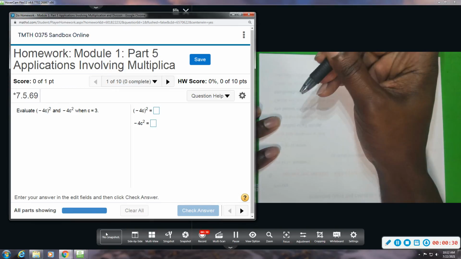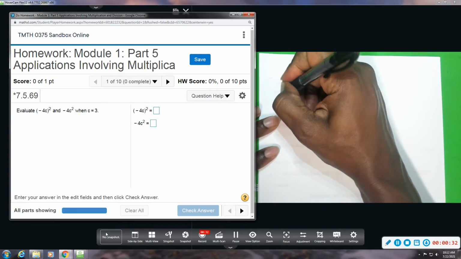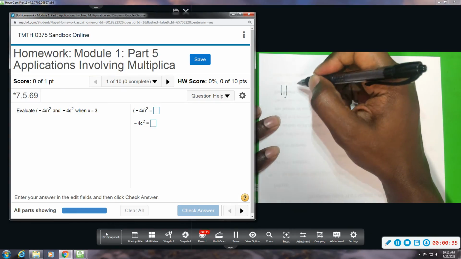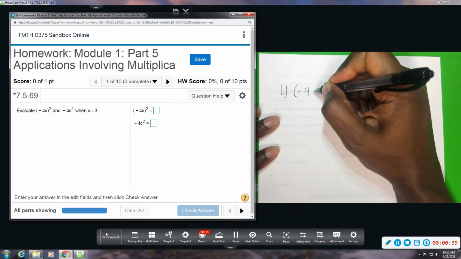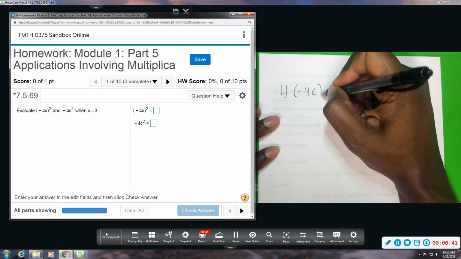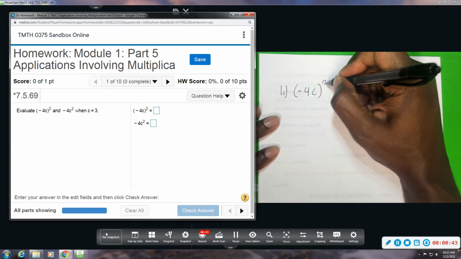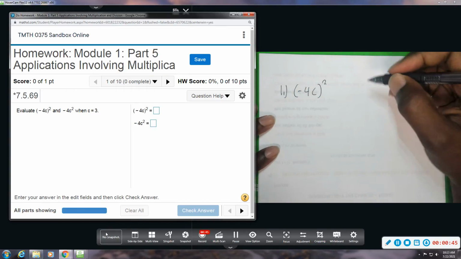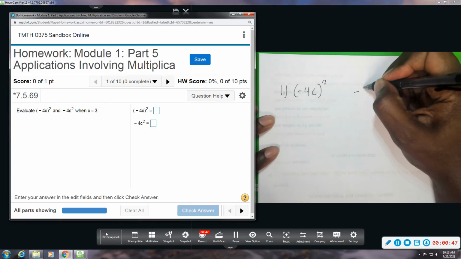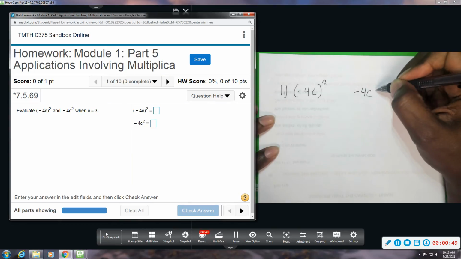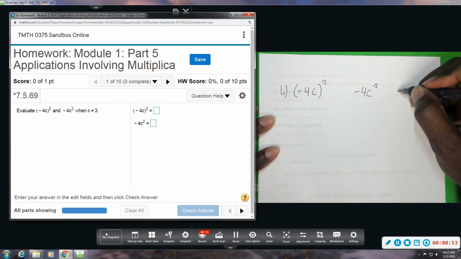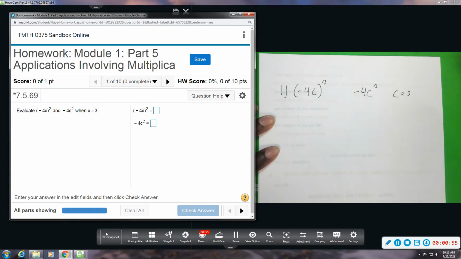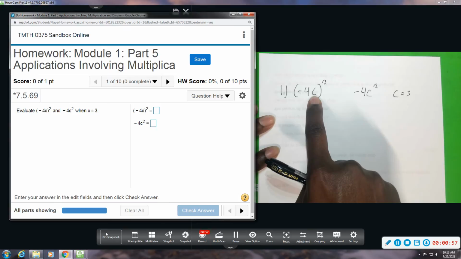Okay, so let me write these both down. We're going to do negative 4c, close parentheses, squared, and see if there's a difference with negative 4c squared, no parentheses. All right, so we're given that c is equal to 3. So all we're going to do is replace c with 3.